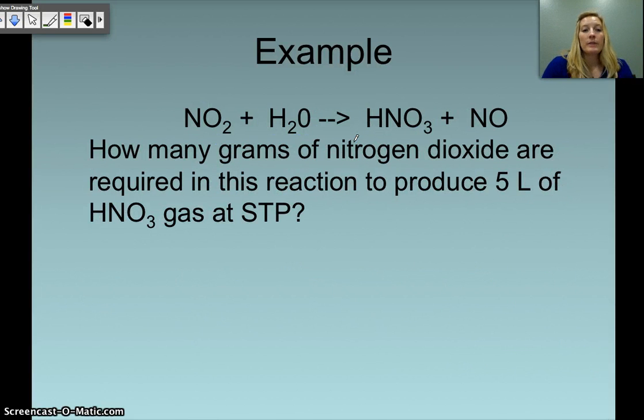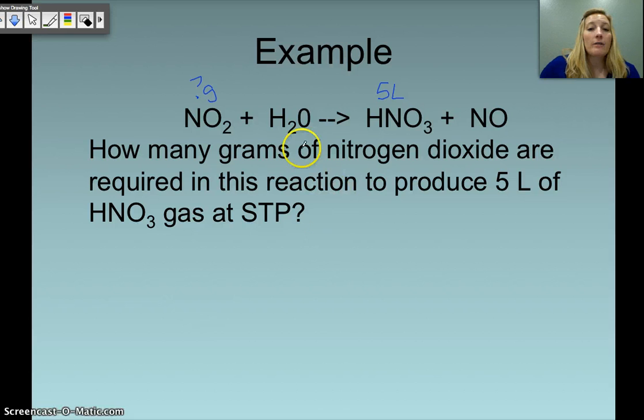Let's try another. How many grams of nitrogen dioxide, so we are looking for how many grams of this, are required if this reaction produces 5 liters of HNO3 gas at STP. So we have 5 liters of this one. And you should say to yourself, the first thing I should do when I see that reaction is balance it.